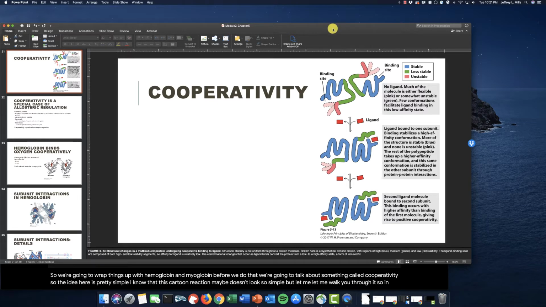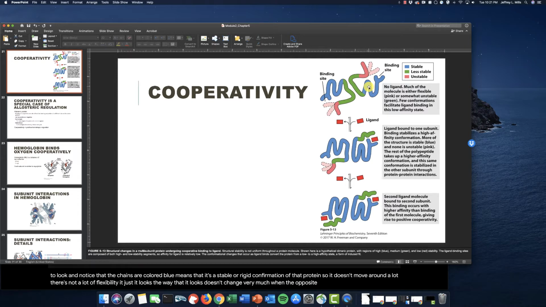So in the first step, at the very top, we have two different protein chains. We have a left side and a right side. First, notice that the chains are colored. Blue means that it's a stable or rigid conformation of that protein. So it doesn't move around a lot. There's not a lot of flexibility. It looks the way that it looks. It doesn't change very much.